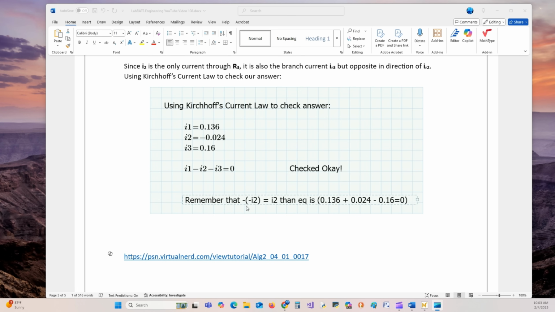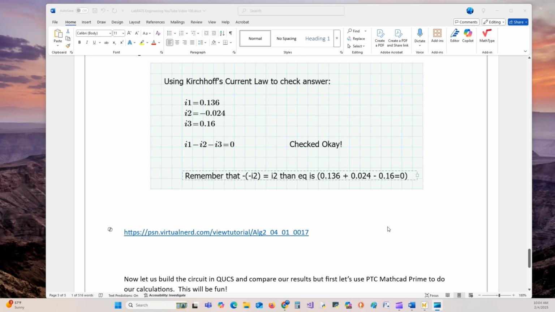Remember that we negate I2. It's already negative. We put a negative in front of it. That changes it into a positive, making I2 positive. Then the equation is 0.136 plus 0.024 minus 0.16 equals 0. That proves our equation. Kirchhoff's current law works for us, and we know our answer is correct.